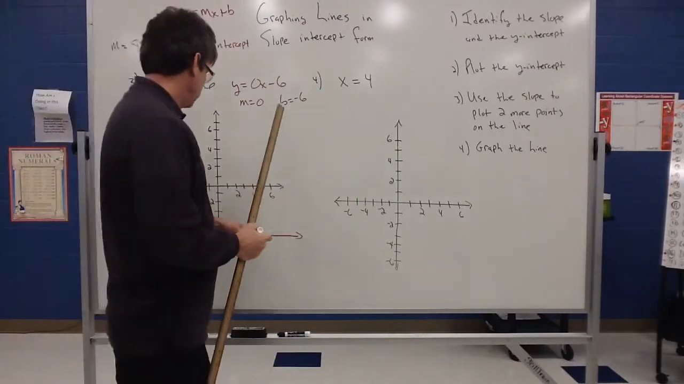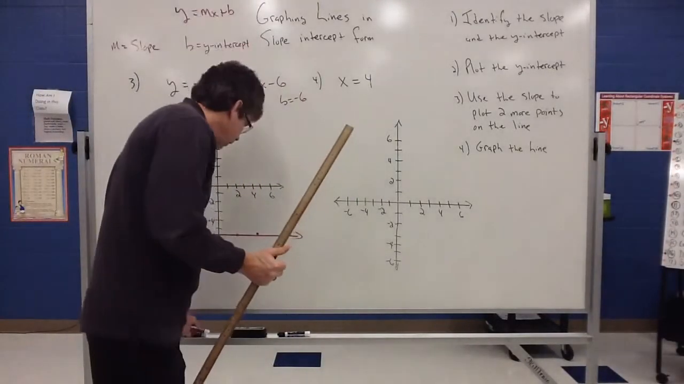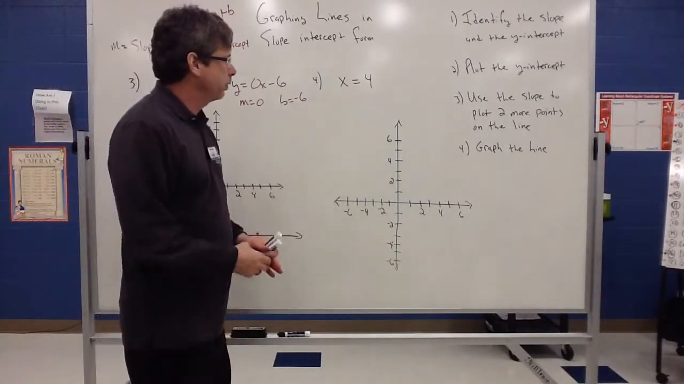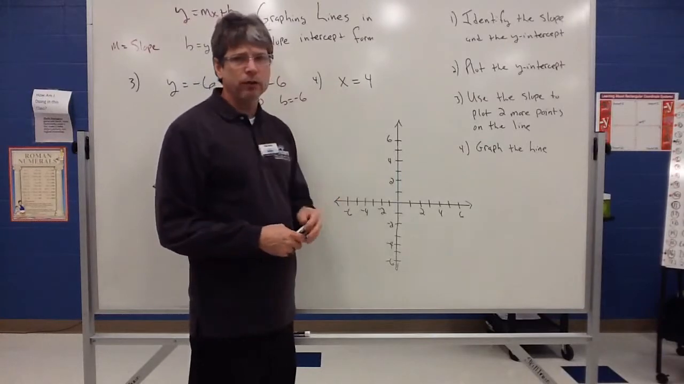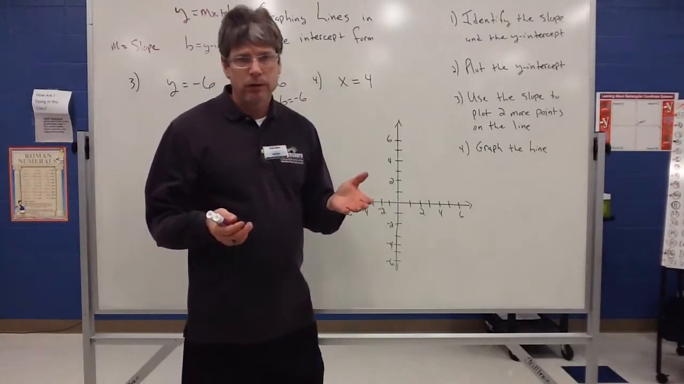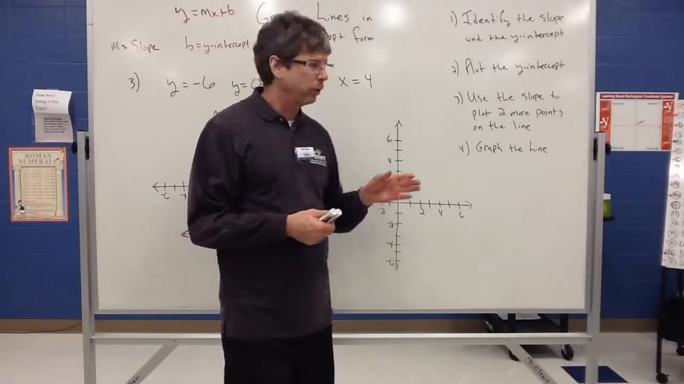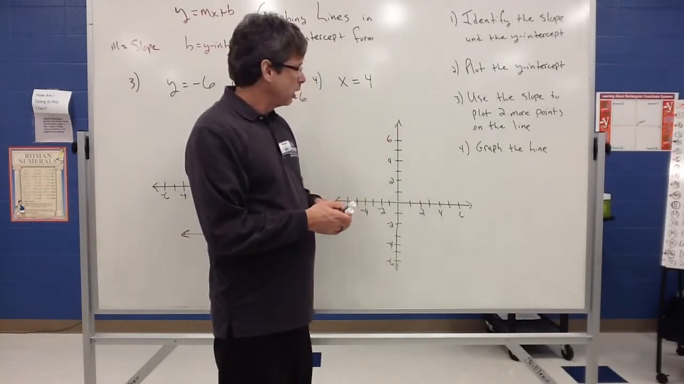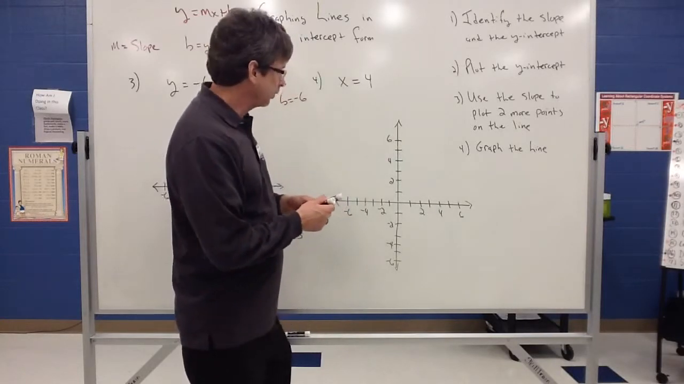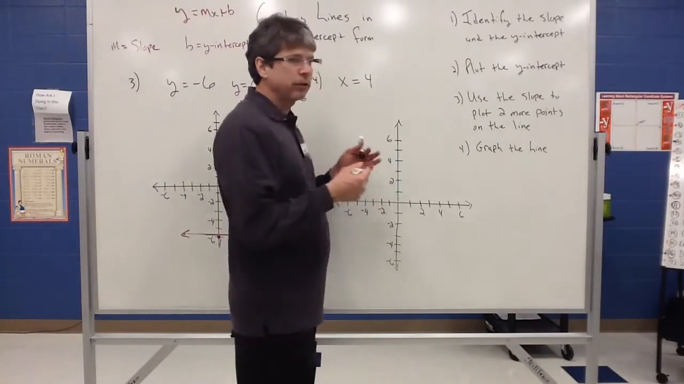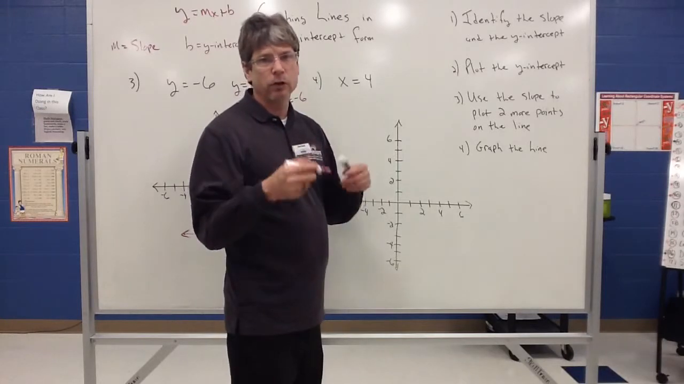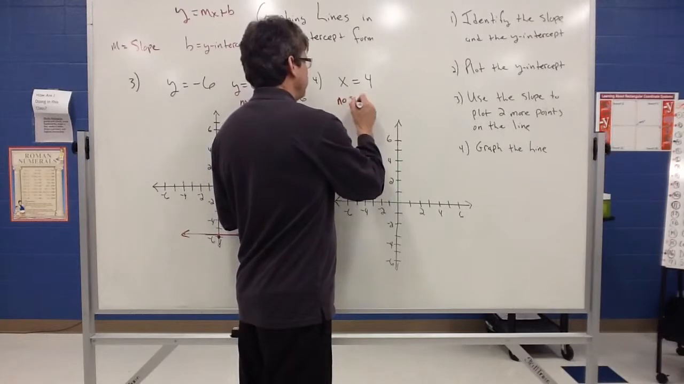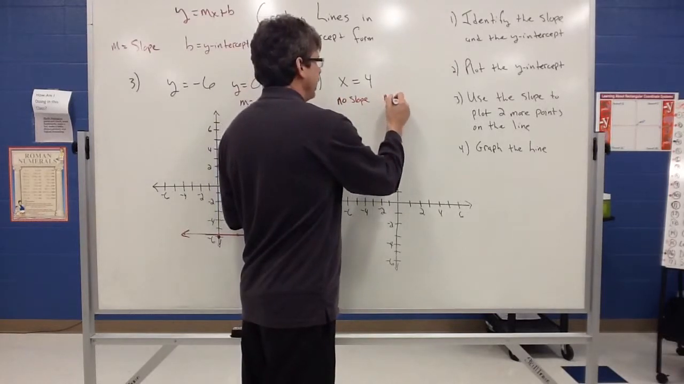So if you look at this next equation, I've got x equals 4. Notice that x equals 4 is not in slope-intercept form because it's not solved for y. So this is kind of a trick question. But we remember that since it doesn't have a slope-intercept form, it has no slope, nor does it have a y-intercept. So there is no slope. It does not have a y-intercept.